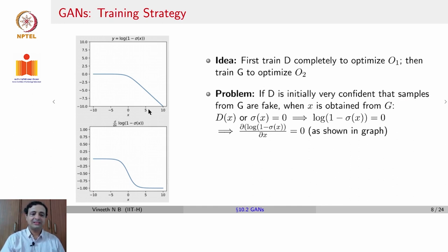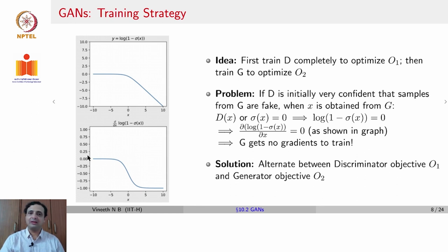And if you see the graph of log 1 minus sigma of X and the gradient of log 1 minus sigma of X, when log 1 minus sigma of X is 0, obviously the gradient is also 0. So you will get a 0 gradient, which means G will not get any gradients to train and will never learn. So training the discriminator completely well in the beginning is not going to help us get a good generator, which is the main objective of a GAN. So what do?